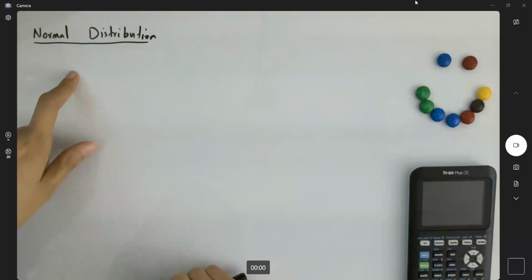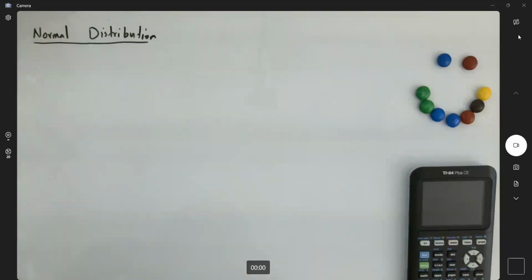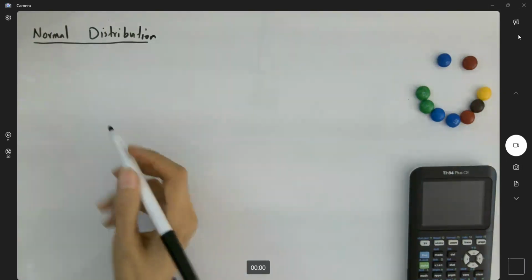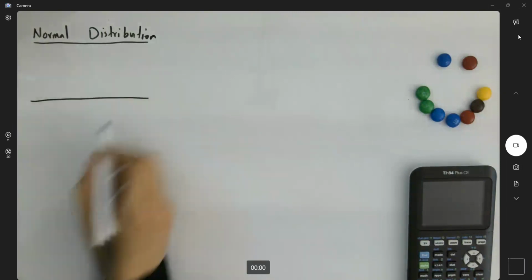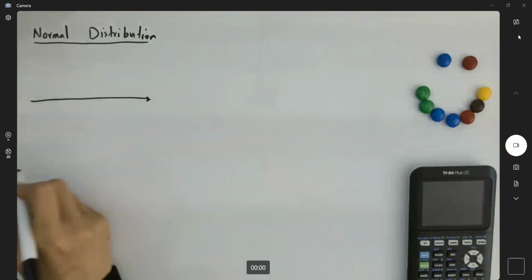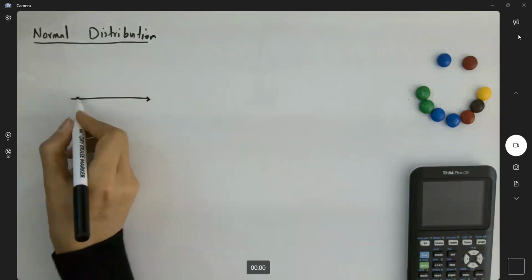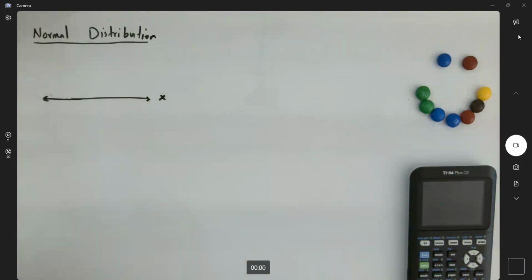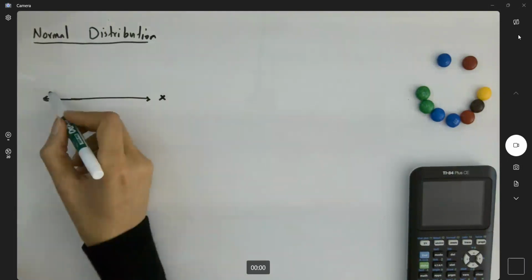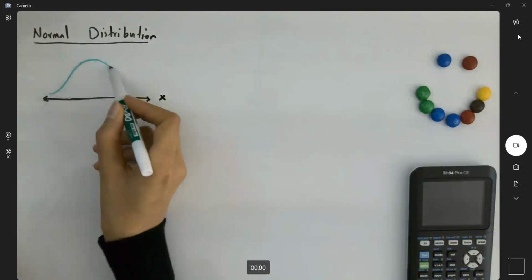Let's talk about normal distribution. So remember that for a normal distribution, the graph is a bell-shaped graph. So if you have an x-axis, all of your x values are on the horizontal line, then this is the behavior of your graph.